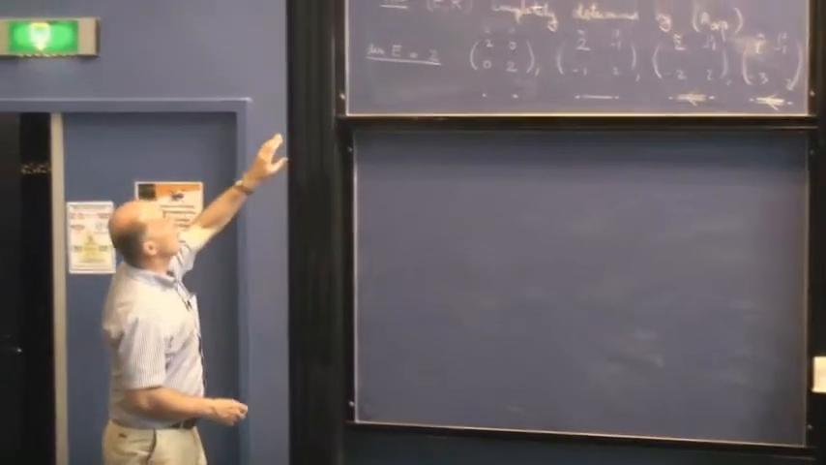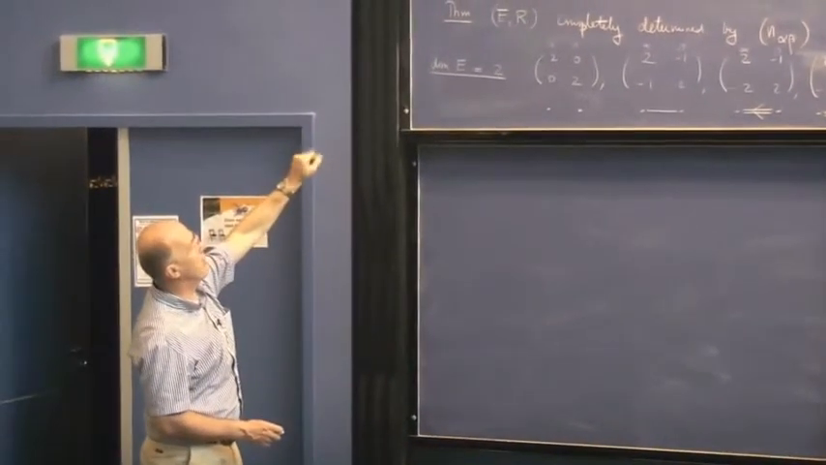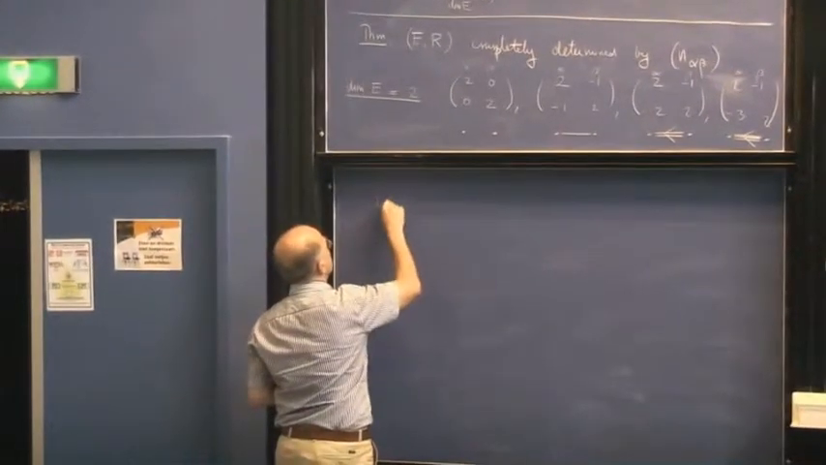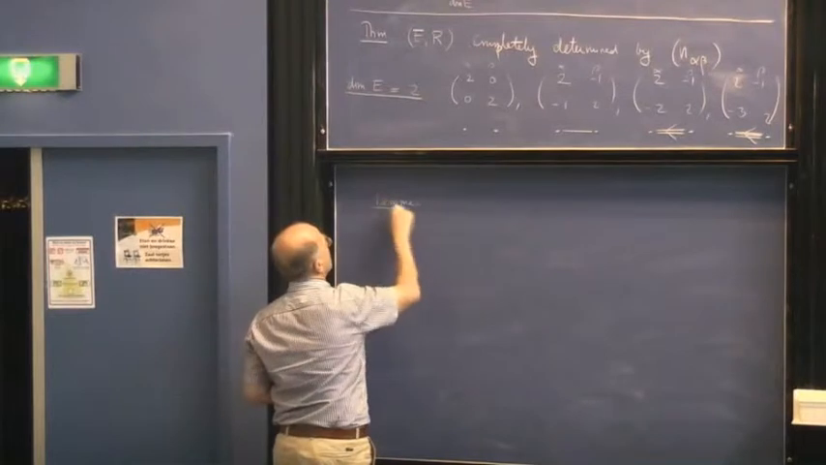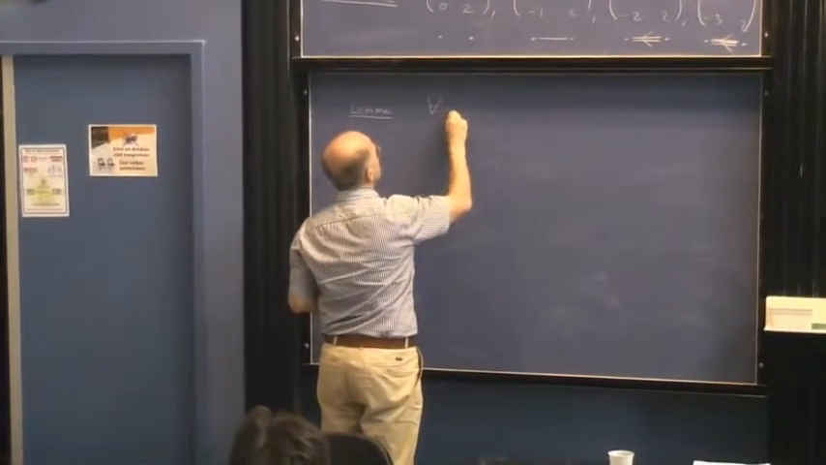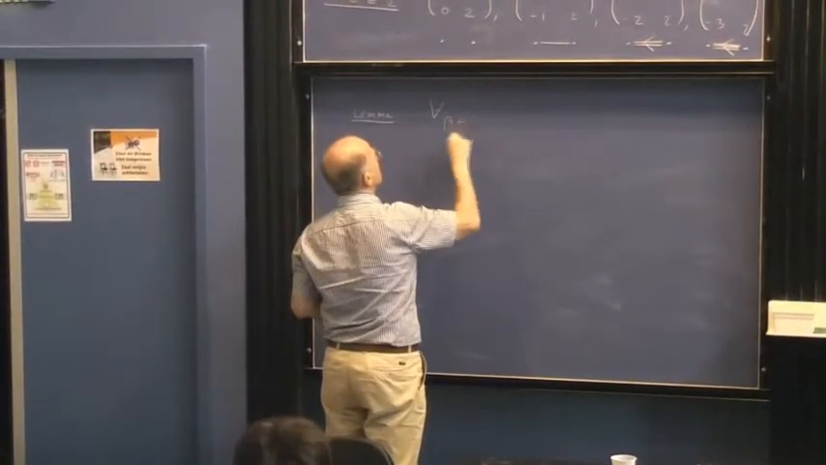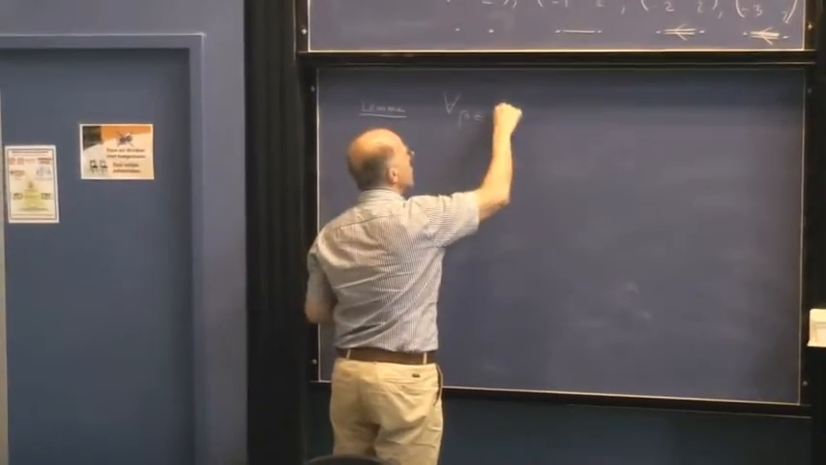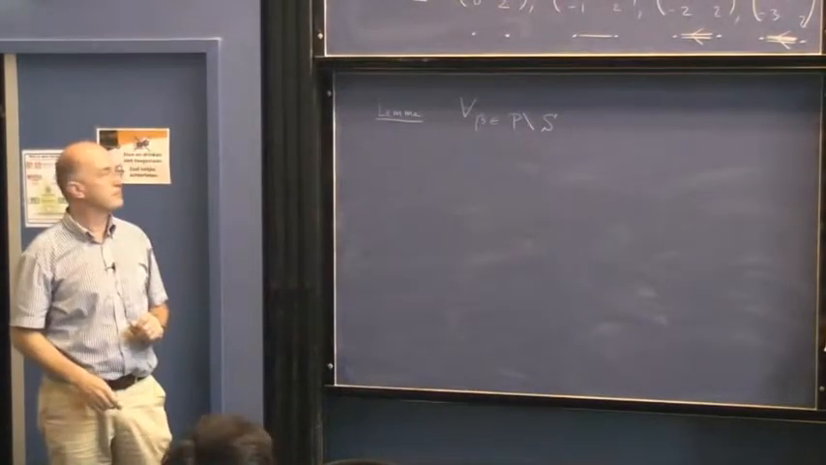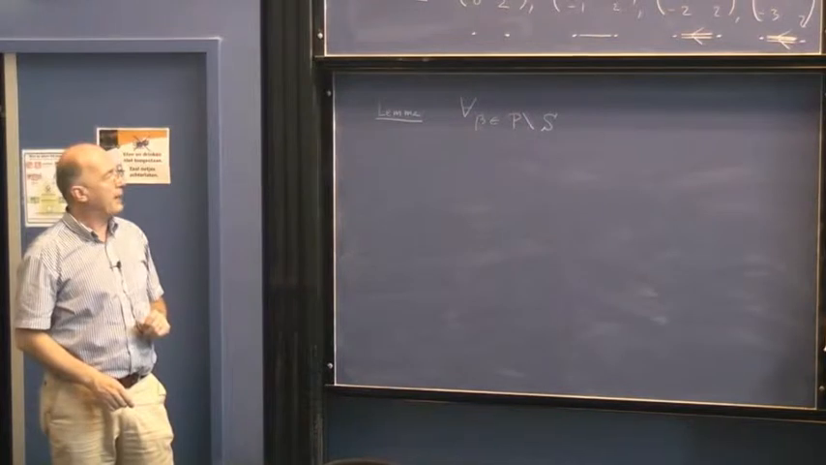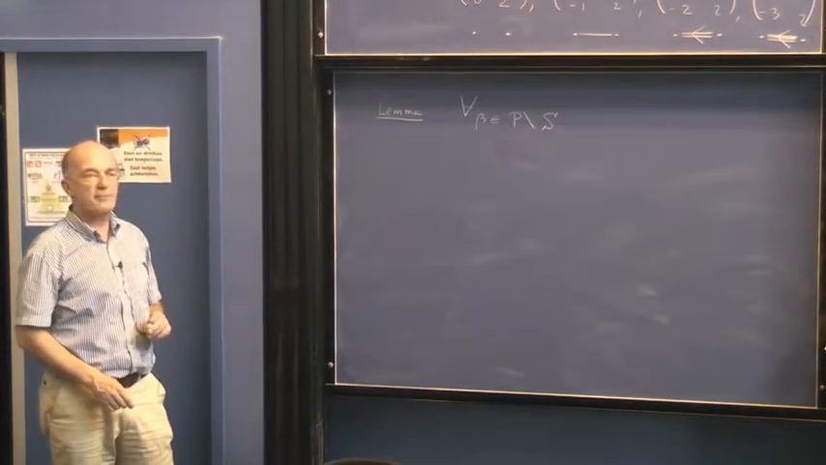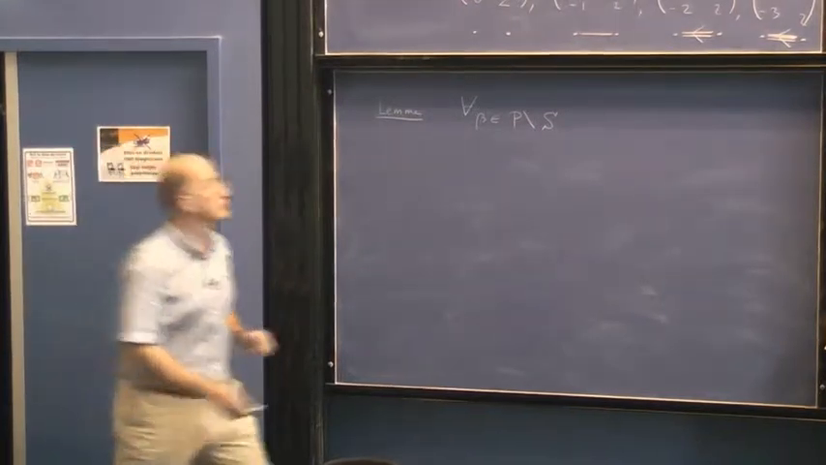Now, I'm going to prove the theorem, and the crucial step is the following. That's formulated as a lemma. So for every positive root beta which is not simple, beta can be expressed as the sum of a positive and a simple root.